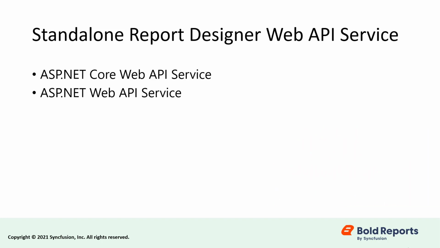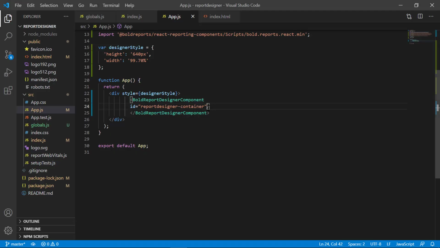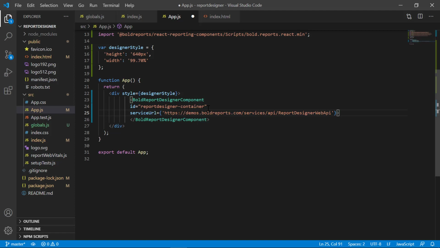The Web API service is hosted as an Azure Web App. The service URL property specifies the report Web API service URL. To render the Report Designer, set the service URL properties of the Report Designer Web API. In this demo, I used our Bold Reports demo Web API service link to render the designer. You can use your own Web API service.